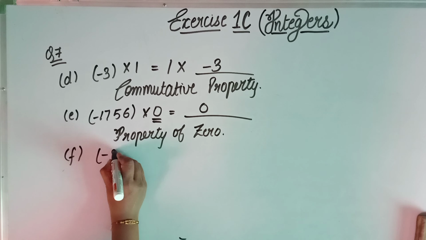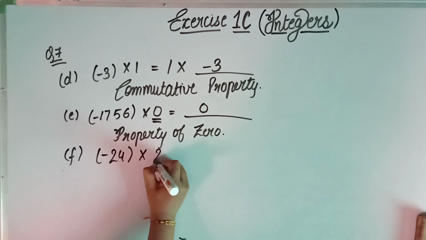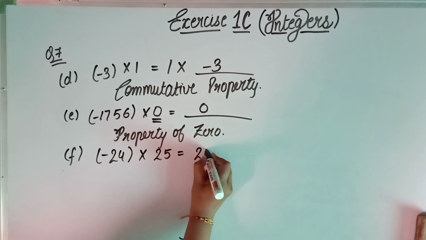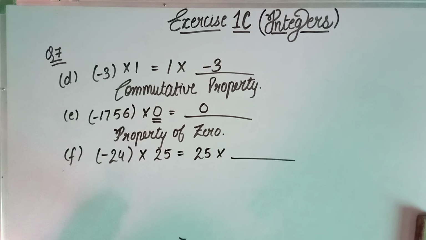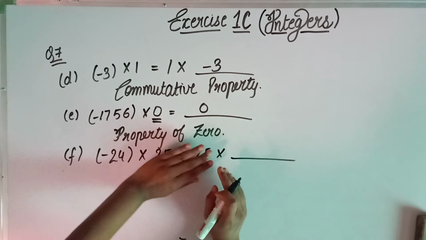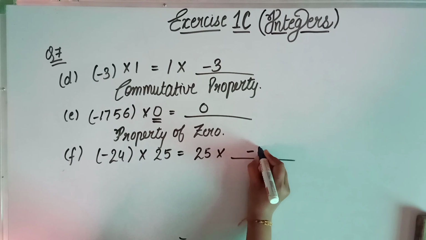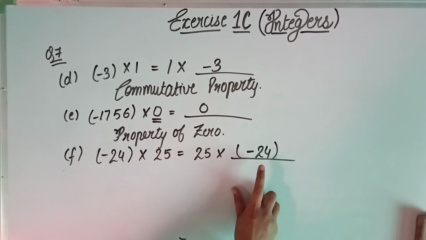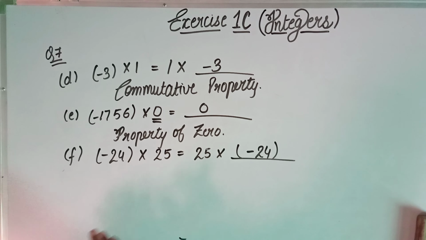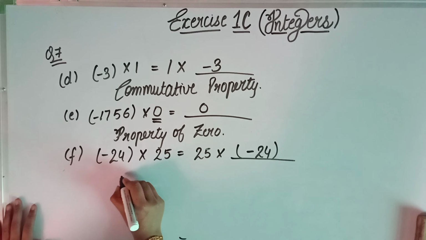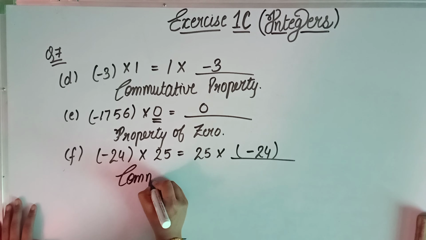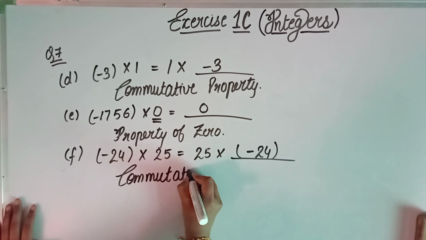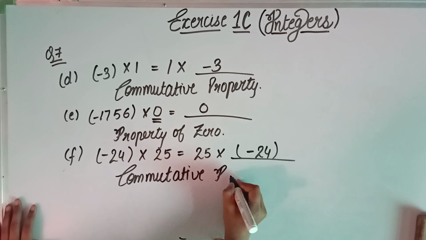Now F1 is minus 24 multiplied by 25 is equal to 25 multiplied by dash. Let me hide 25 here. Which number is left? 24. So minus 24 we need to put over here. Here we have two numbers, but the order of the numbers has changed. Minus 24 came first at the beginning, whereas minus 24 came at the end. So the order is different but the numbers are the same. At that time, again we apply the commutative property.